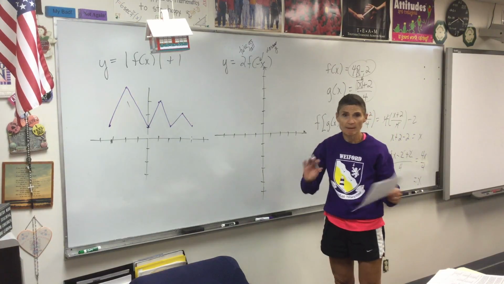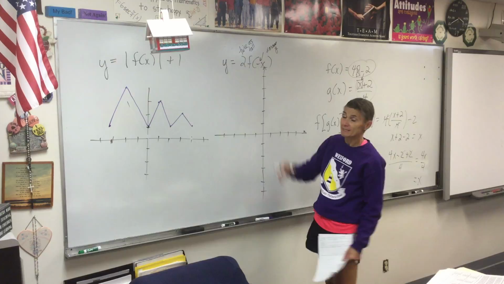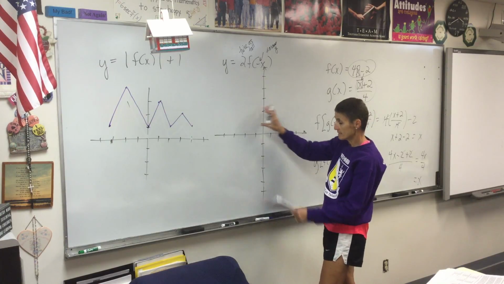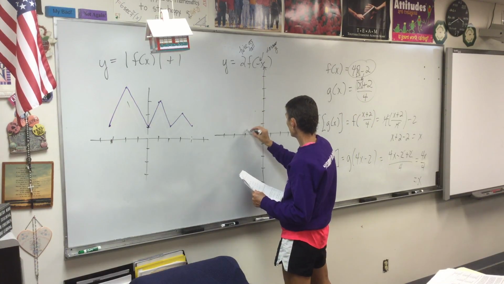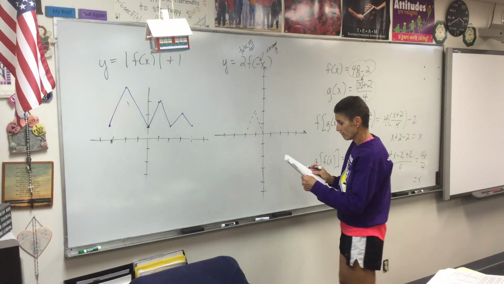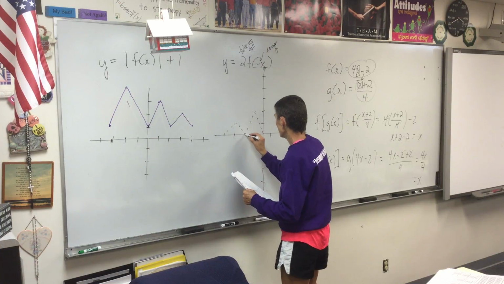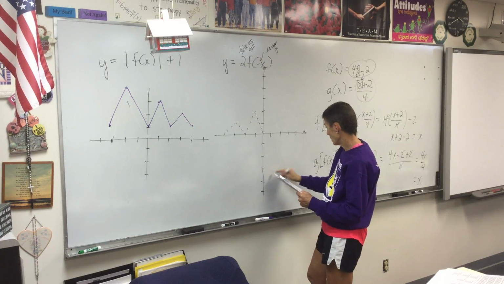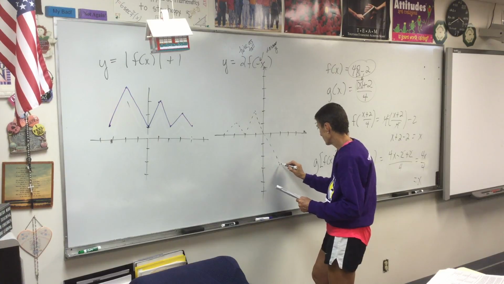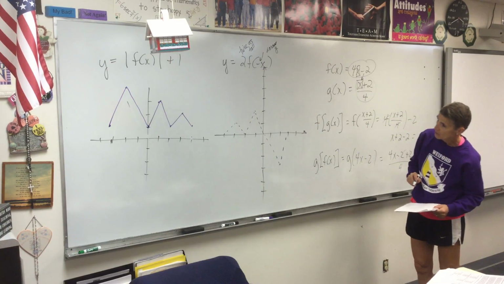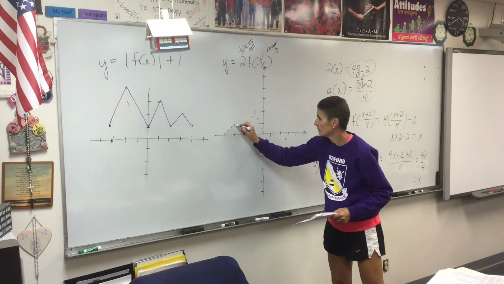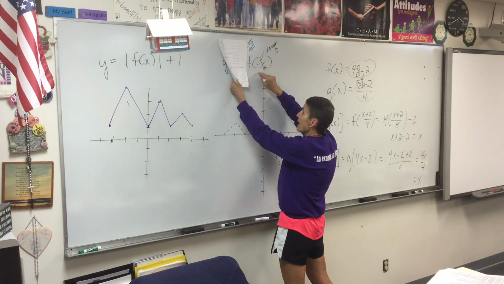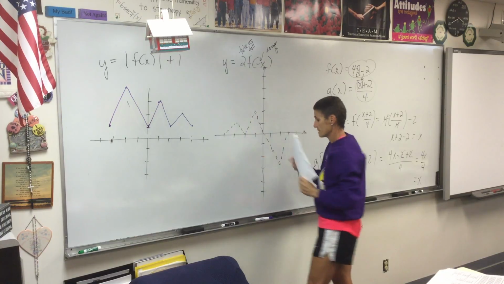So I'm not going to try to do it all at once. I'm going to do it one at a time. So I'm going to do my sideways flip first. Everything that was on the right in the original picture is now going to be on the left. I'll do it dashed, moving everything that was on the right over to the left, and then everything that was on the left over to the right. I hope the dashed line shows up on the video. That is the reflection across the y-axis.